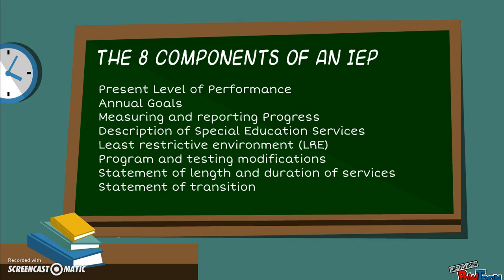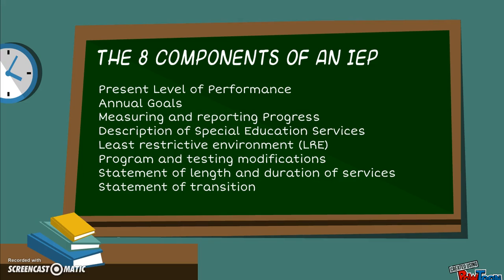Component 1, present levels of performance. This section of the IEP summarizes a student's current level of achievement in academic and behavioral areas, formed after an evaluation of a student. Summaries include current, specific, measurable, and objective baseline information for each area that is affected by the disability of the student. The present levels of performance component of an IEP answers questions like, how is the child currently doing in school? How does the disability affect his or her performance in class?